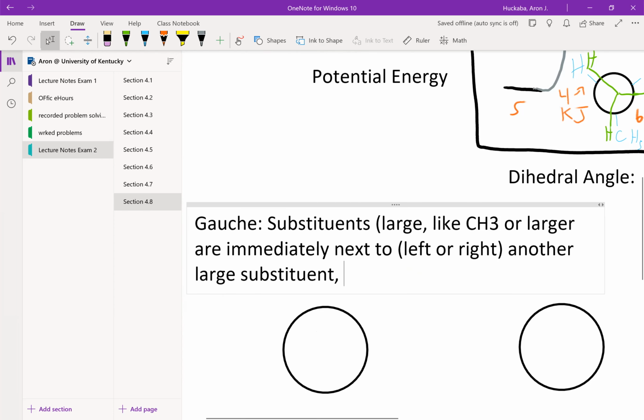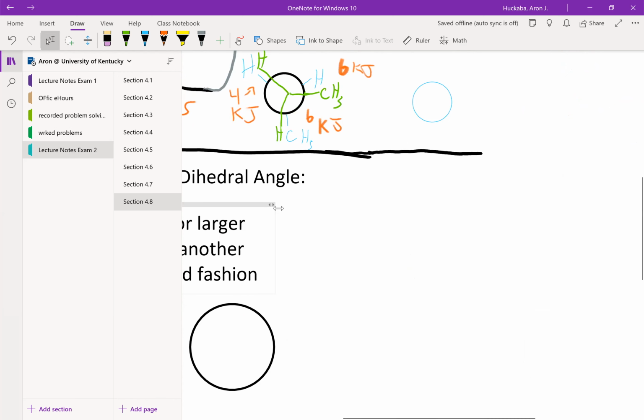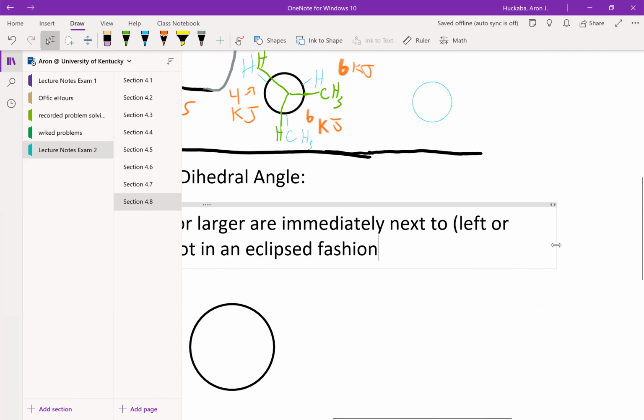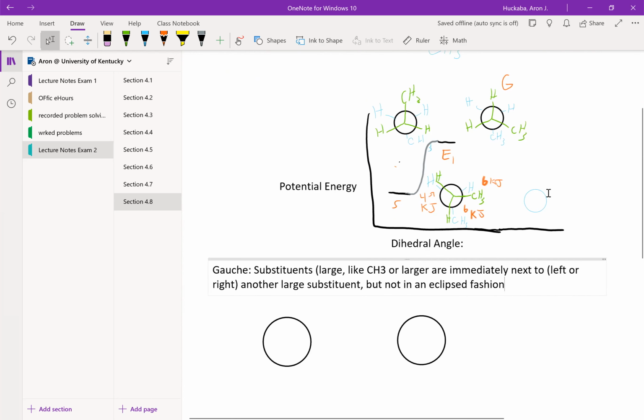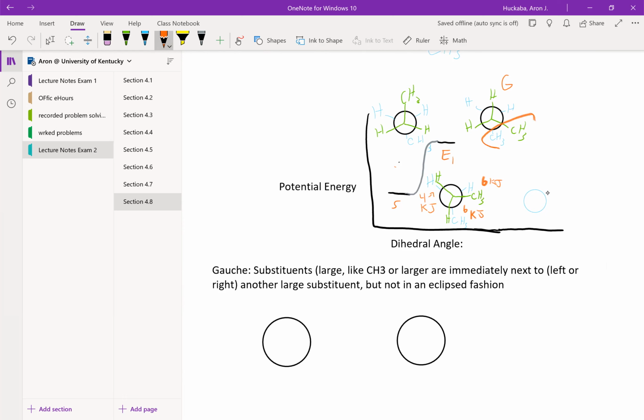But not in an eclipsed fashion. So this is my own little definition. Hopefully you find that helpful there. So gauche is like you see it here, where these two CH3 groups are right next to each other, but they are not eclipsed. But there's still an energy penalty associated with them being right next to each other, and that is an energy penalty of 3.8 kilojoules per mole.